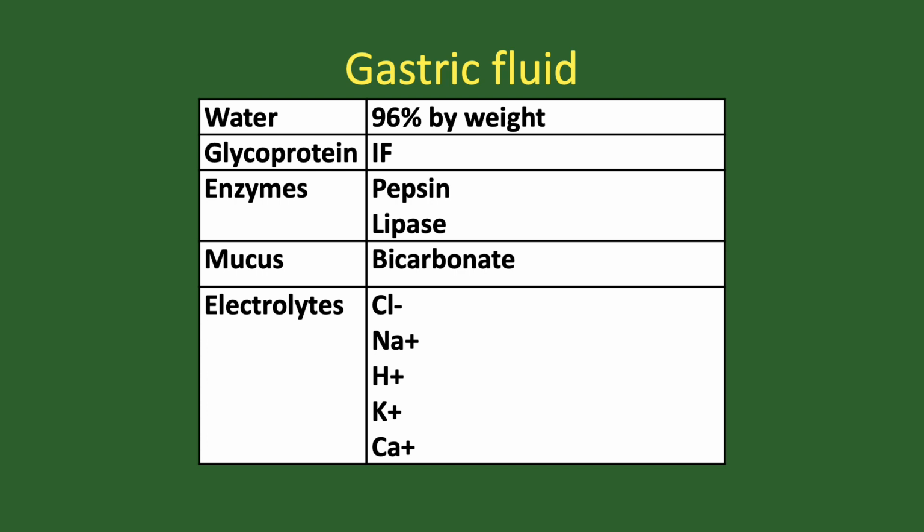Gastric fluid contains 5 key components: mainly water, which is 96% by weight, intrinsic factor, a selection of enzymes, including pepsin and lipase, a mucus, which is rich in bicarbonate, and a selection of electrolytes, including chloride, sodium, hydrogen, potassium, and calcium. These include chloride at a concentration of 100 to 150 millimoles per litre, sodium at between 20 to 80 millimoles per litre, and hydrogen between 40 and 60 millimoles per litre.